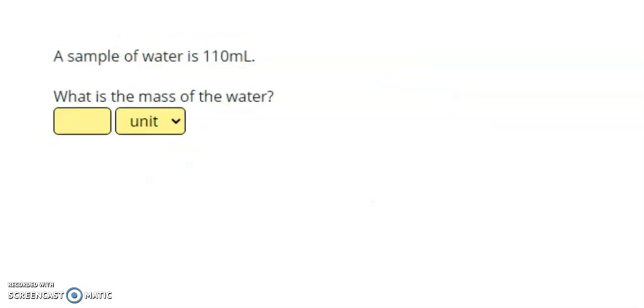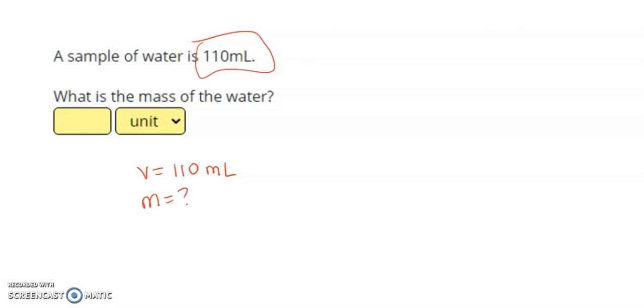For this next problem, we have a sample of water is 110 milliliters. What is the mass of the water? Well, we see we have 110 milliliters. Milliliters is another unit for volume. So volume equals 110 milliliters. And we're looking for mass, but there's something else we need to know.